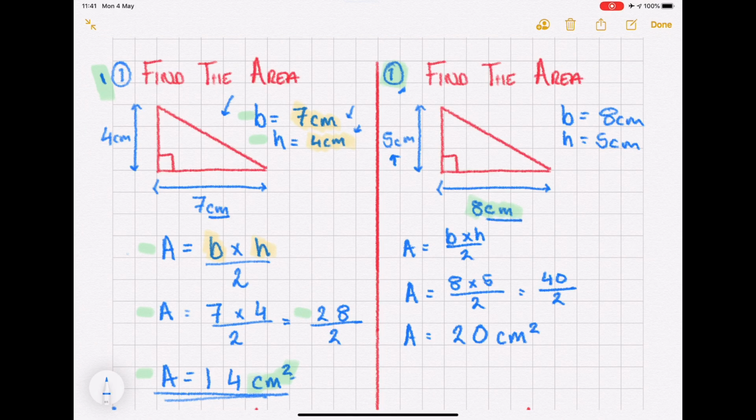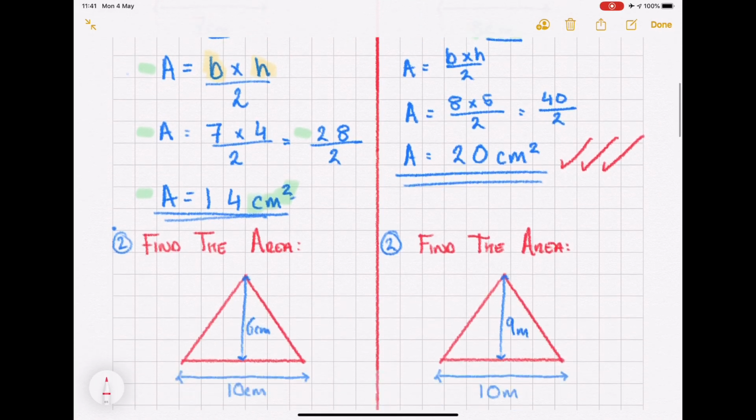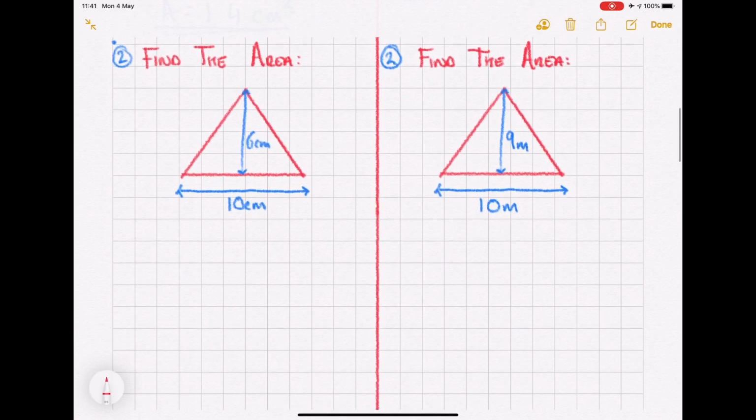And what are our units? Centimetres squared. They're squared because it's area, and they're centimetres because we're working in centimetres. So that's your final answer. If you got that, fantastic. Well done. Give yourself some ticks.